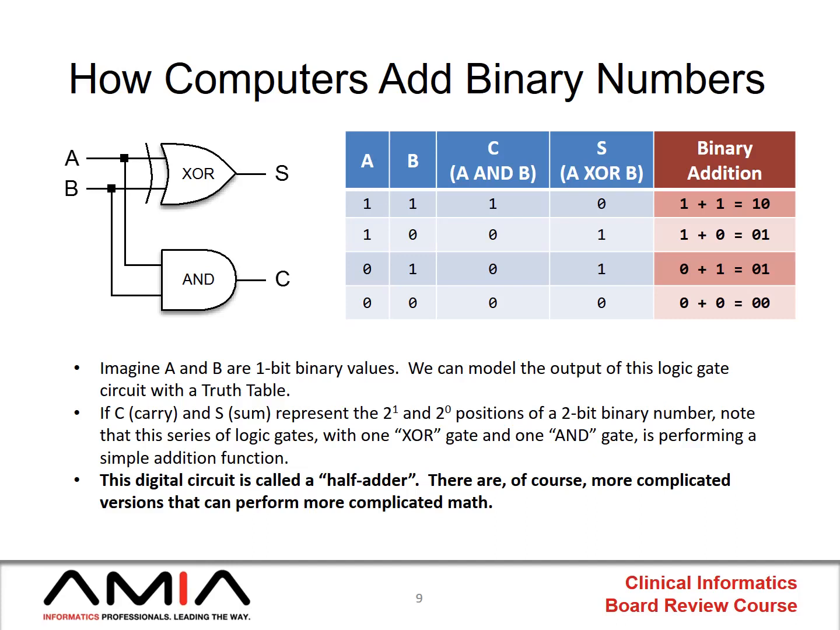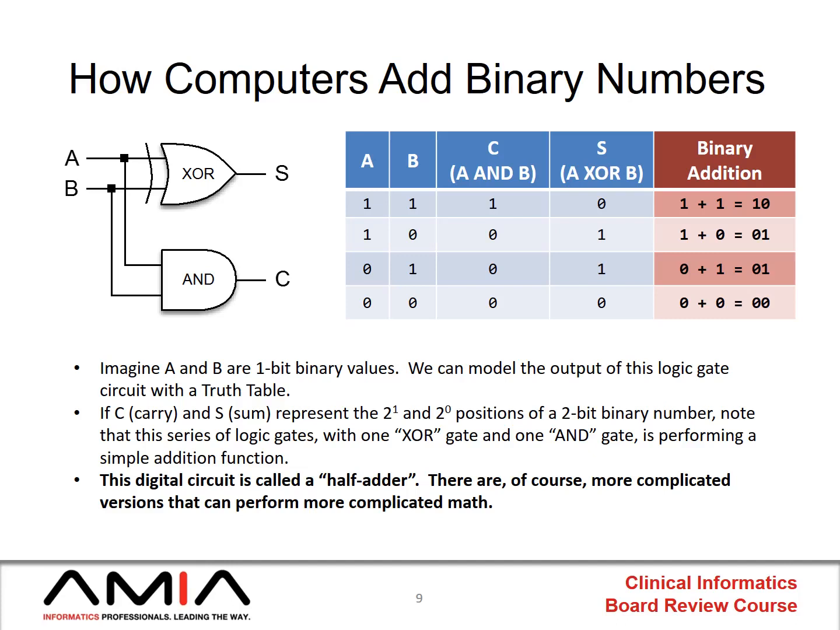Now, if I want to see what this circuit does under a variety of circumstances, different values for A and B, the easiest way for me to keep track of these outputs is to do something called a truth table. And that's what's shown here on the right. You can see that I've listed a column for A, a column for B, a column for C, and a column for S. Basically, I enumerate all the different permutations of A and B, and there are four of them.